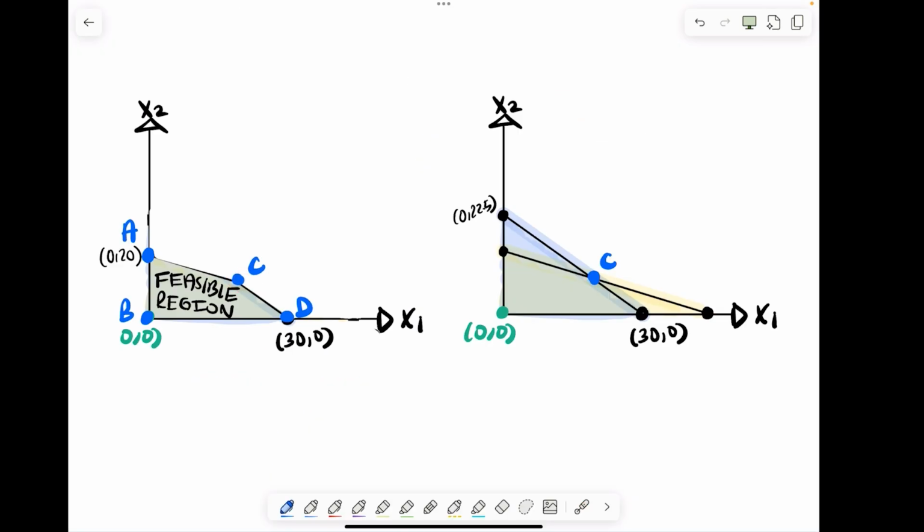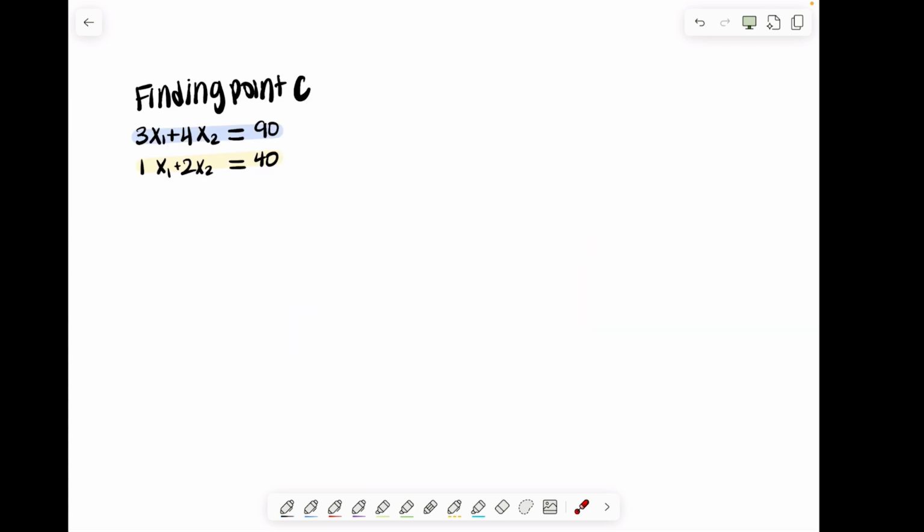So what can you say about point C looking at the original graph? Well, it's the intersection between these two lines. So you just have to find the intersection between these two lines and you get point C. This is just a system of equations. You can either use substitution method, elimination method, or if you've taken linear algebra, you can do row reduction. I'm going to do elimination method.